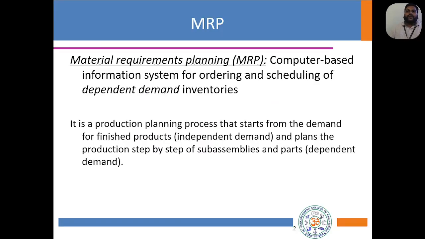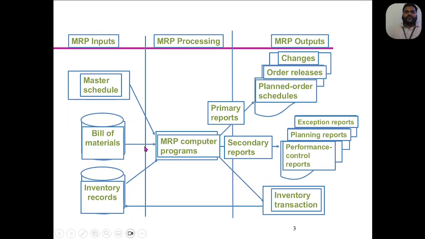So here we are going to talk mainly about MRP and different MRPs, and how ERP is a major scope. So what is MRP? MRP is material requirements planning. It is a computer based information system for ordering and scheduling of different demand inventories. It is a production planning process that starts from the demand for the finished goods and plans the production step by step, sub-assemblies and parts. So these are independent demand and dependent demand. This is the main aspect of an MRP.